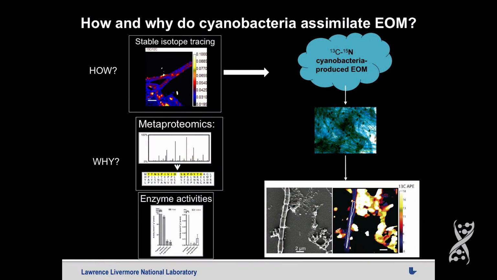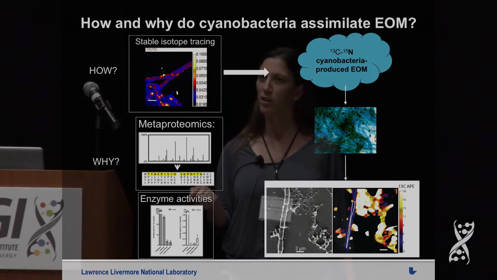And for the isotope tracing, at Livermore, we're lucky enough to have an instrument called a nanosims. A nanosims is a high-resolution imaging mass spectrometer that allows you to image to the nanometer scale, so you can image individual cells, and it allows you to get an isotope map of those cells.